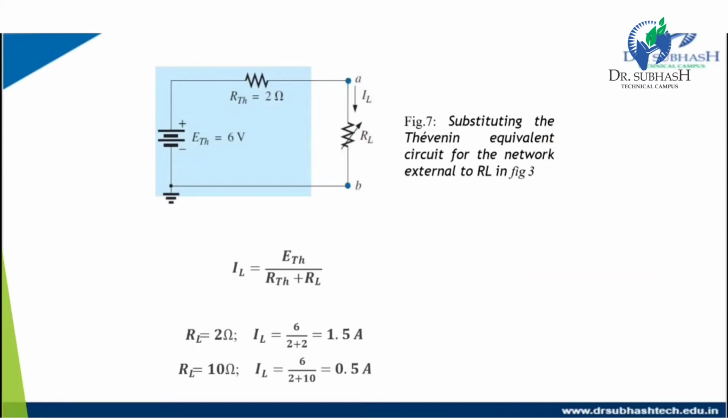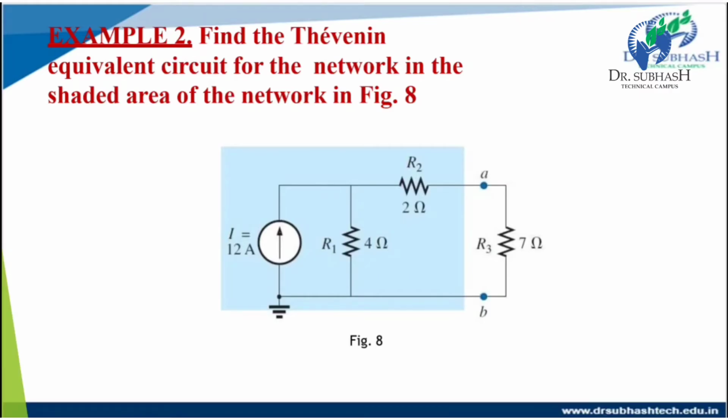So this is the simplest example of Thevenin's theorem. For RL 2 ohm, the load current is 1.5 ampere. For RL load resistor 10 ohm, the load current is 0.5 ampere. For further understanding, we calculate another example, so we can practice Thevenin's theorem.